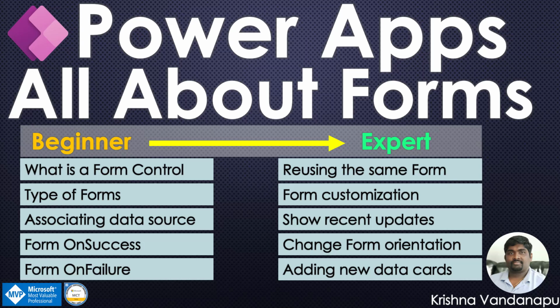We will learn about what is a form, type of forms, associating data to a form, what is OnSuccess and OnFailure properties of the form and how we can make use of it, how we can use the same form for adding, editing, and viewing a list or table item, customizing the form, how to add the new data cards, and how to add new controls in the form, how to identify the recent updates on the form fields. Last but not least, how we can change the form orientation is what we are going to learn. This video is from a beginner to expert level. We will learn each and every aspect of form.